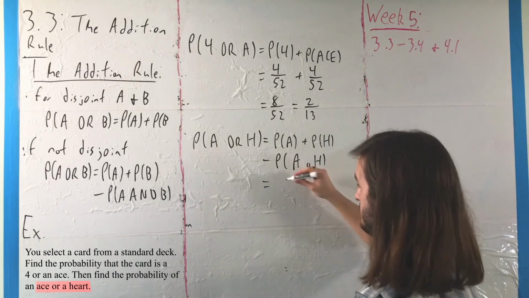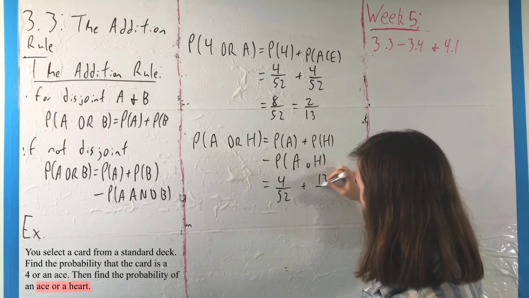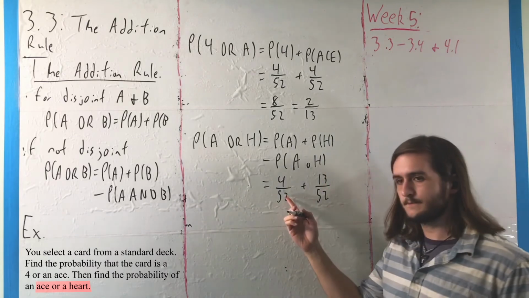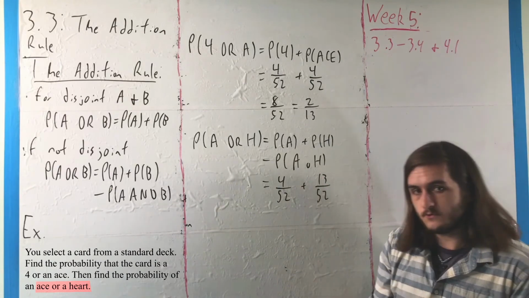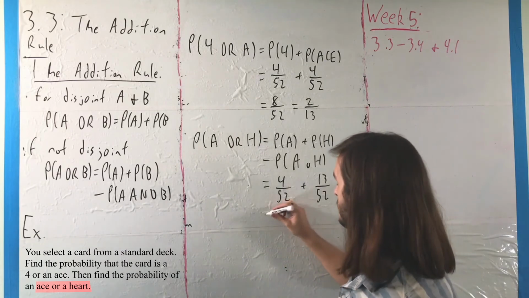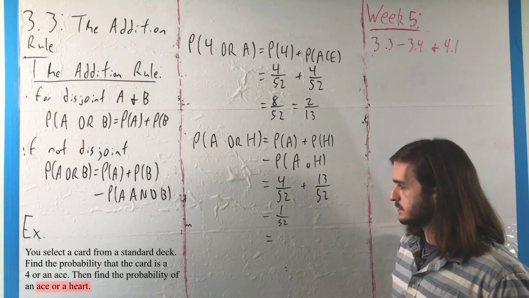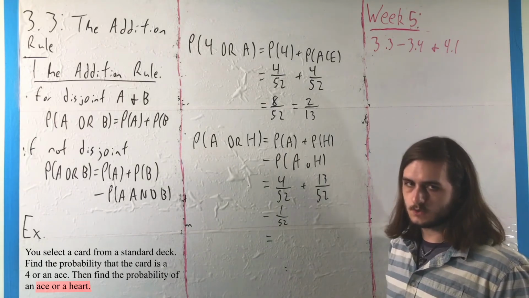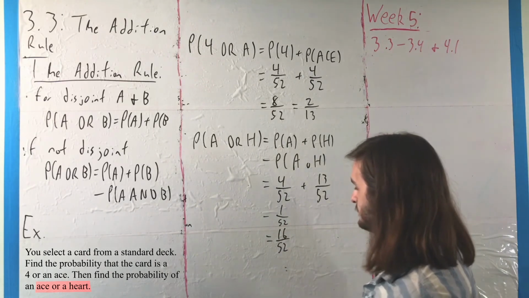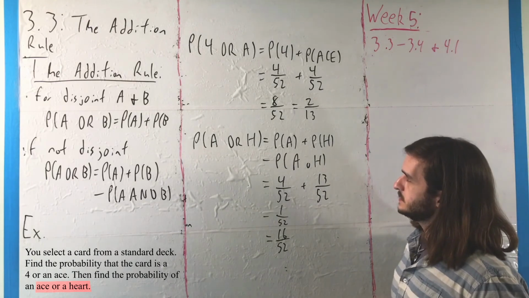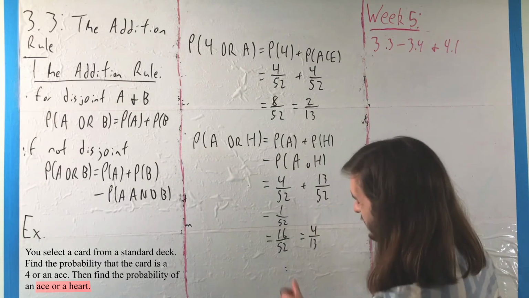So, when we get our probability, we have our 4 aces plus our 13 hearts, and we must bear in mind that in here, we've counted the ace of hearts, and in there, we've counted the ace of hearts again. So we've got to remove 1 ace of hearts to make sure that we don't have too much. So just 1 out of 52, which means our total, in this case, will be 17 minus 1 over 52, or 16 out of 52, which simplifies down to 4 out of 13.